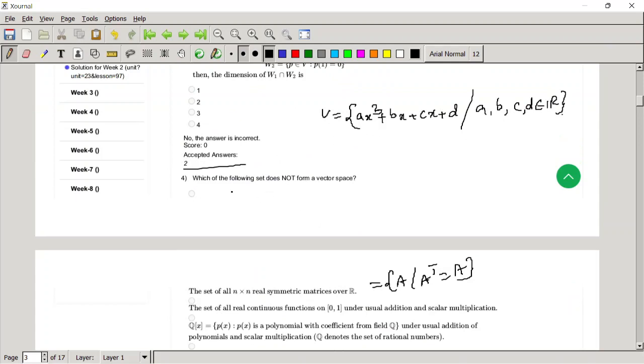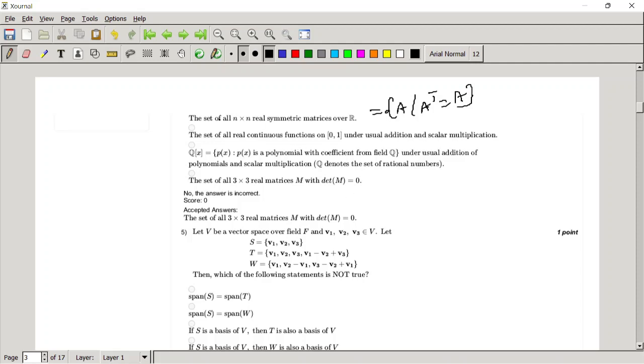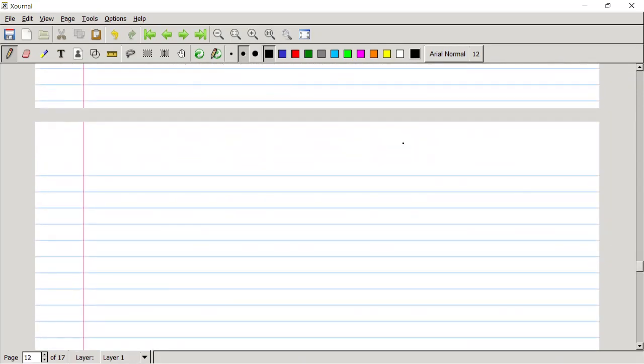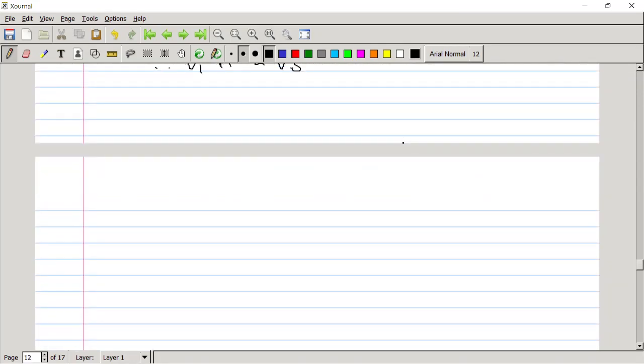Here you can see, which of the following sets is not a vector space. The first option is not correct because it is a vector space. The second option is the set of all real continuous functions on 0 1 under usual addition and scalar multiplication. This is also a direct option, so one can check this easily.